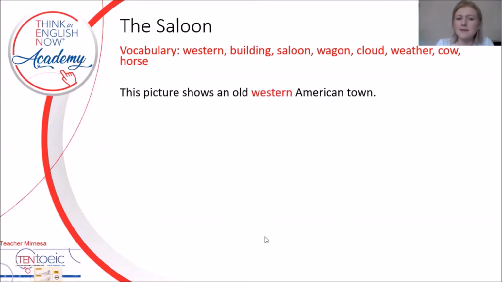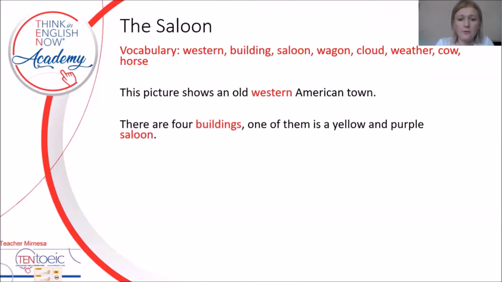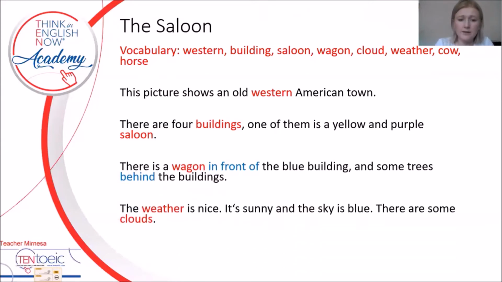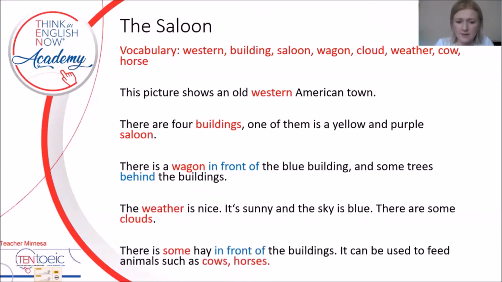Now, we can say something like, this picture shows an old Western American town. There are 4 buildings. One of them is a yellow and purple saloon. There's a wagon in front of the blue building and some trees behind the buildings. The weather is nice. It's sunny and the sky is blue. There are some clouds. There's some hay in front of the buildings. It can be used to feed animals such as cows and horses.